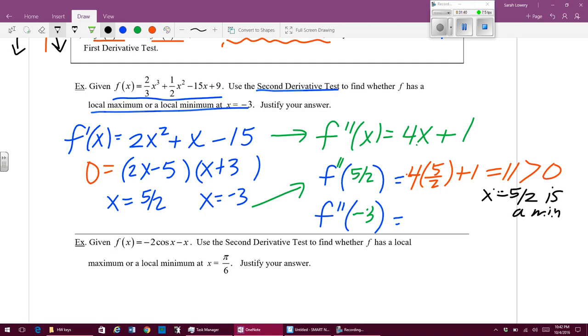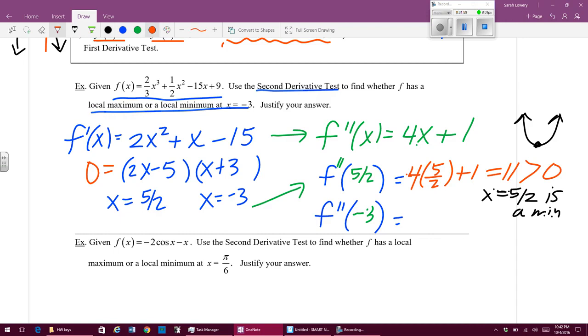Now you might be like, why is that a minimum? If it's a positive number, that tells me that this function is concave up here, and therefore is a minimum. A positive second derivative means concave up. 5/2 has to be a minimum since it's a positive second derivative.